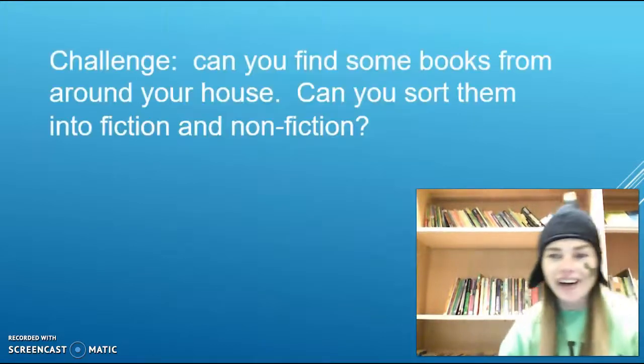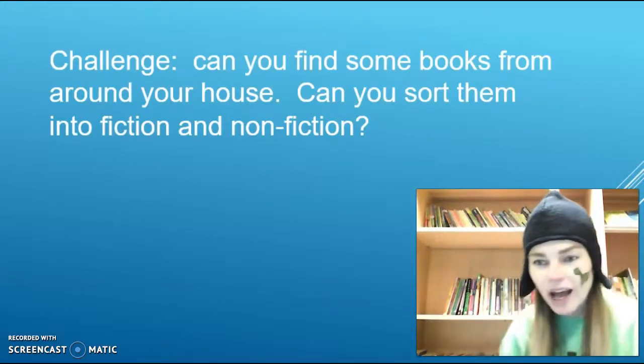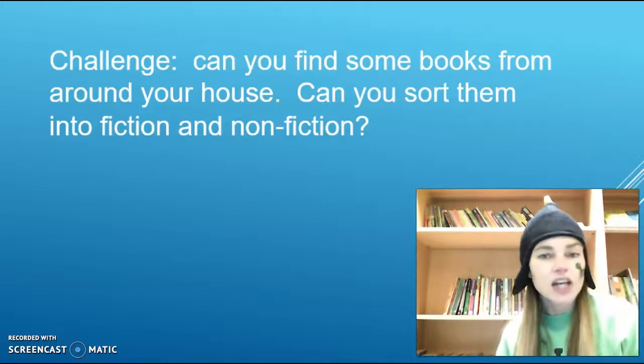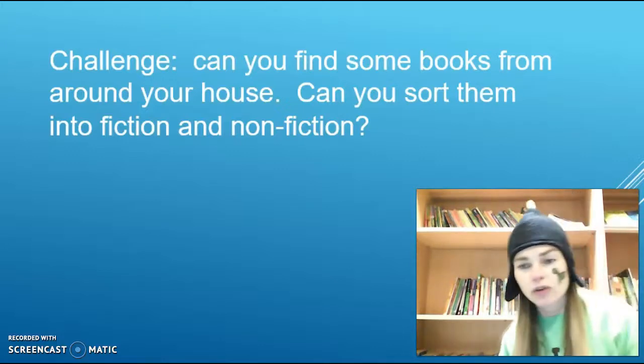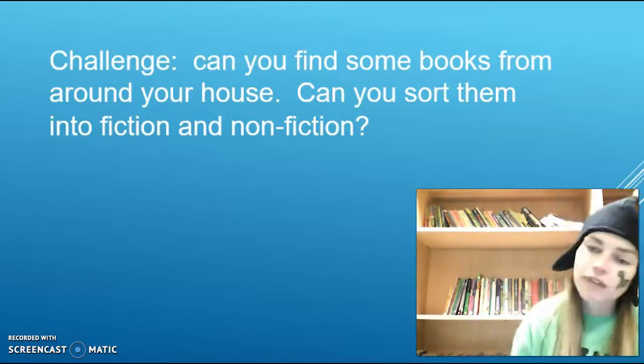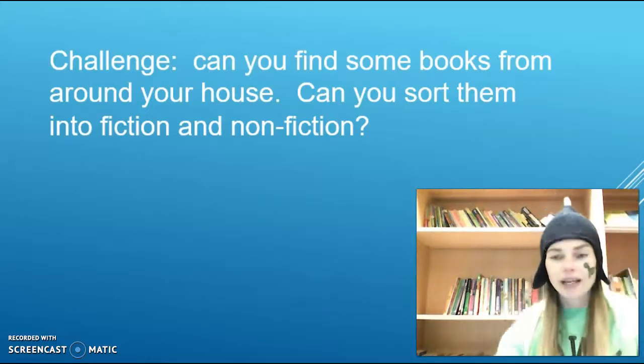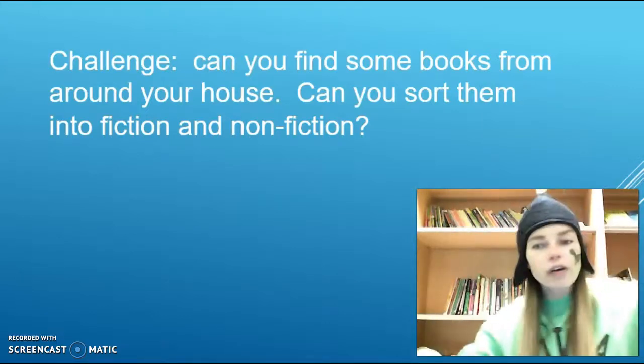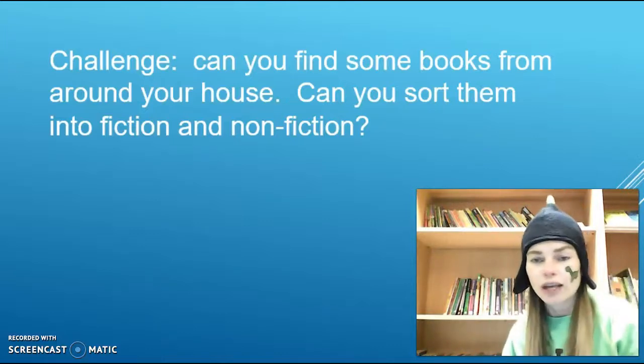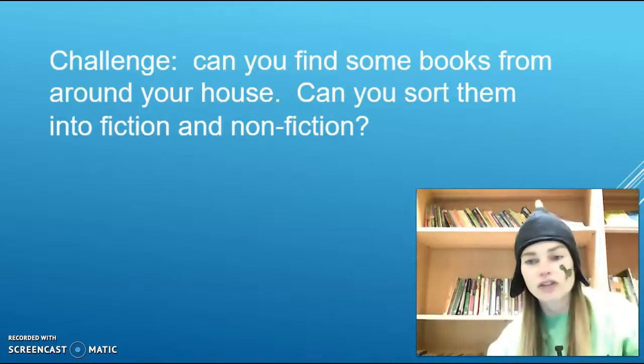Right, reception, I have got a little challenge for you now. What I would like you to do is go and find some books from around your house. Hopefully you have some fiction and non-fiction. I would like you to put them in a pile on the floor and see if with a grown-up you can sort them into fiction and non-fiction books.